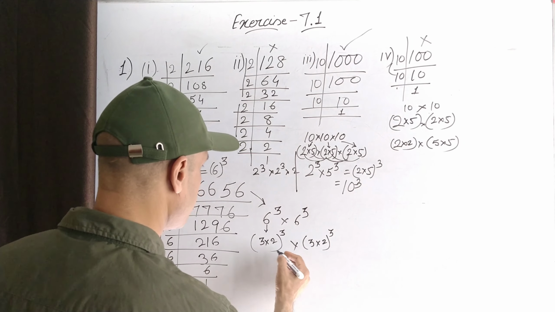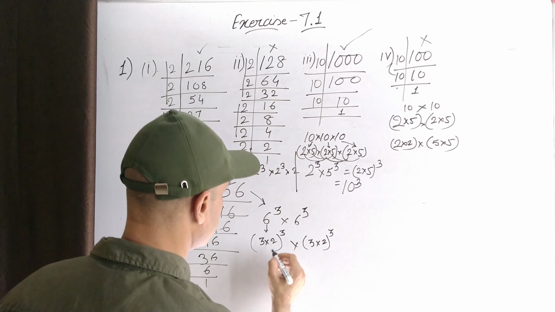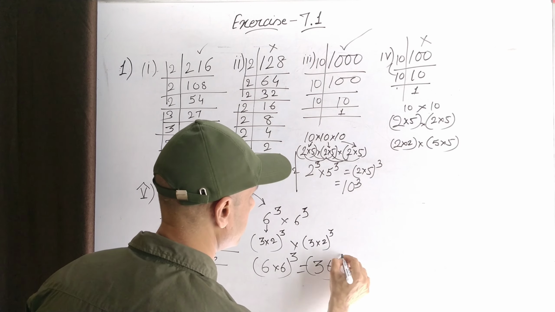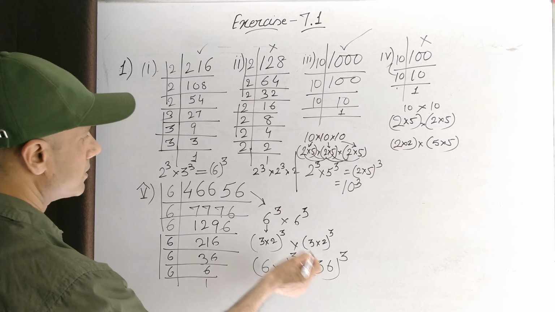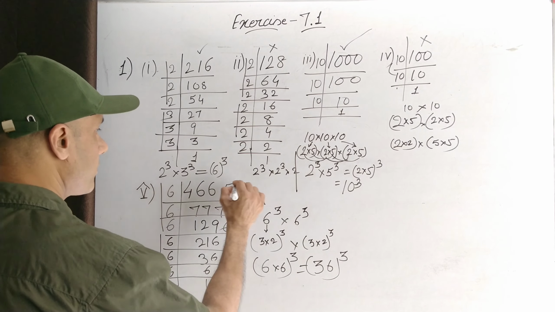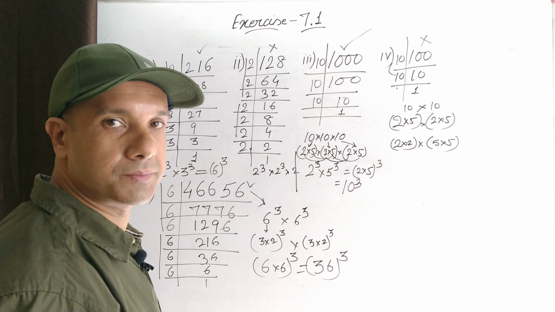And we see that here we have got 6 cube and 6 cube, so we can write it as 6 into 6, that is 36 cube. So this number is the cube of 36, hence it's a perfect cube. Clear?